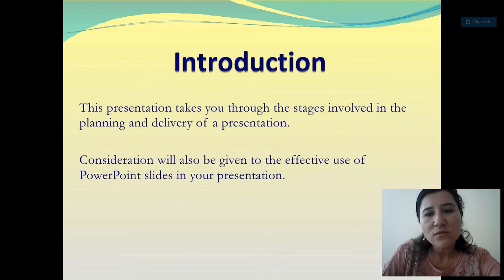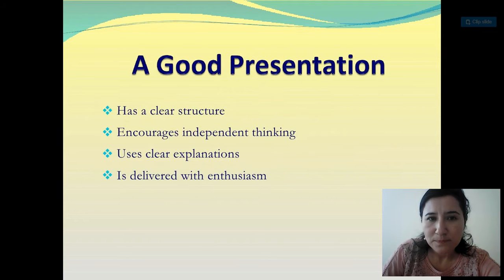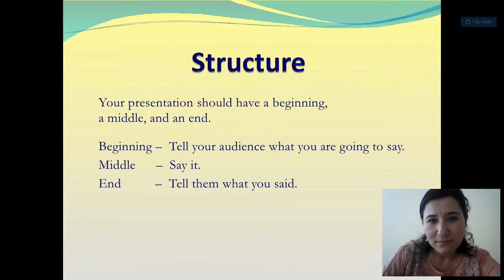This presentation takes you through the steps involved in the planning and delivery of a presentation. Consideration will also be given to the effective use of PowerPoint slides in your presentation. So what makes a good presentation? Usually a good presentation has a clear structure and encourages independent thinking, where there is communication, where a good rapport is built between the presenter and the spectators. And a good presentation is also delivered with enthusiasm.